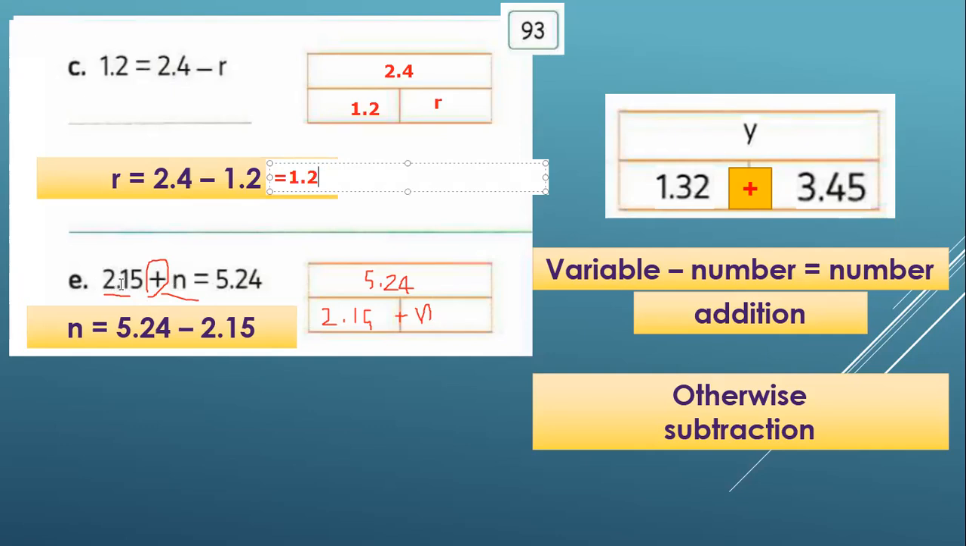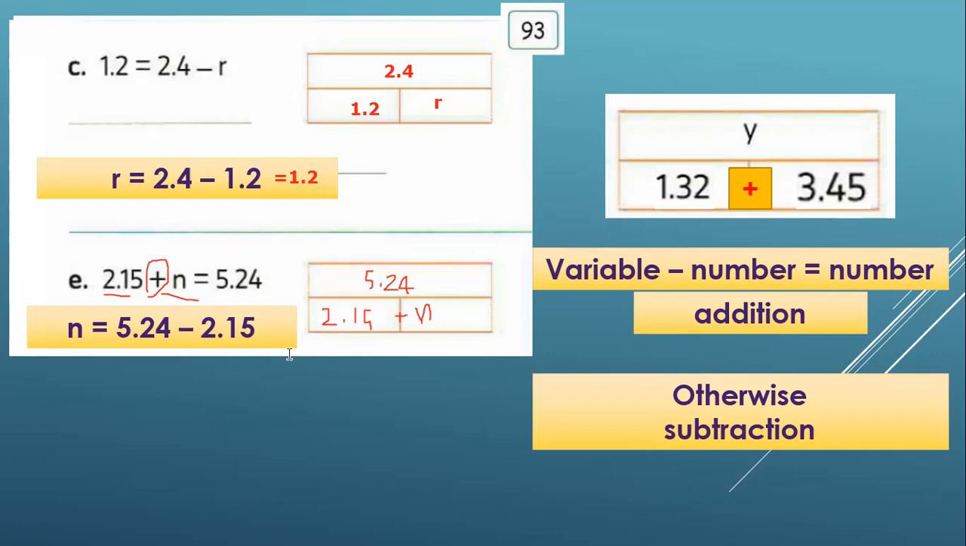If we have two numbers and addition between them, we will subtract again, but subtract the greatest number, 5.24 minus 2.15, like this. The greatest number, 5.24, goes here in the largest rectangle, and the two values are here, 2.15 and n. To find n, we will subtract the two numbers, the greatest minus the smallest.